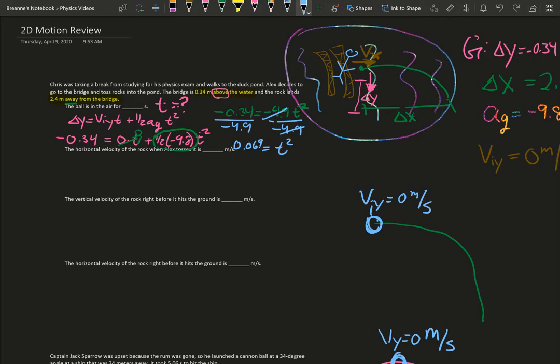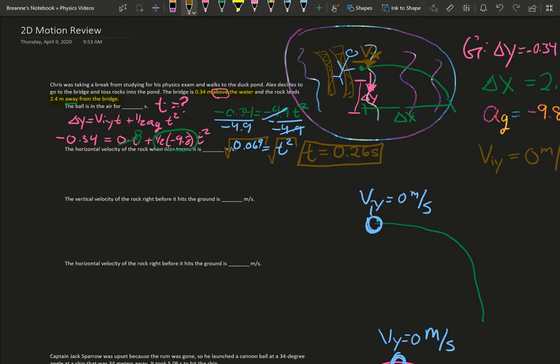But we're not quite done. We're looking for just normal t. We have a t squared. How do you get rid of the squared? The opposite of squared is square root. And what you do to one side, you got to do the other. So you get that your t equals, after you plug your number into the square root, 0.26 seconds for the stone to hit the ground. So there we go. Now we know our time.